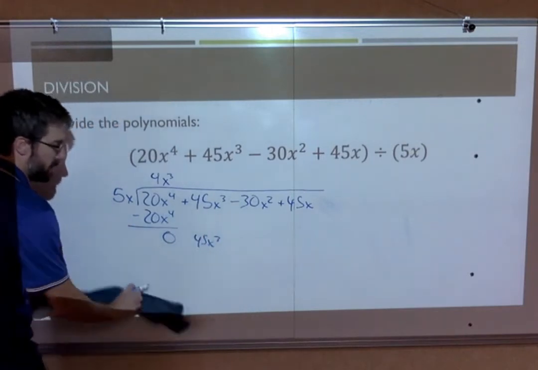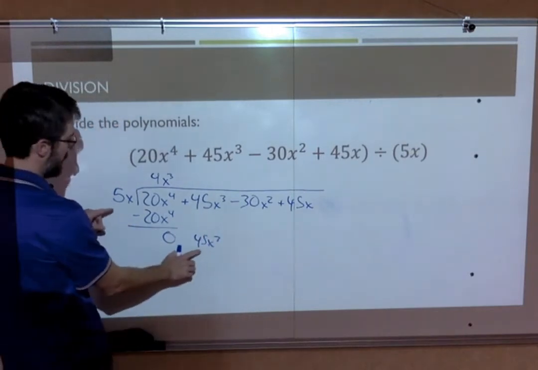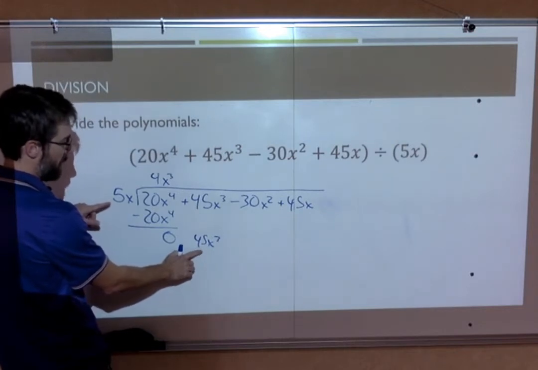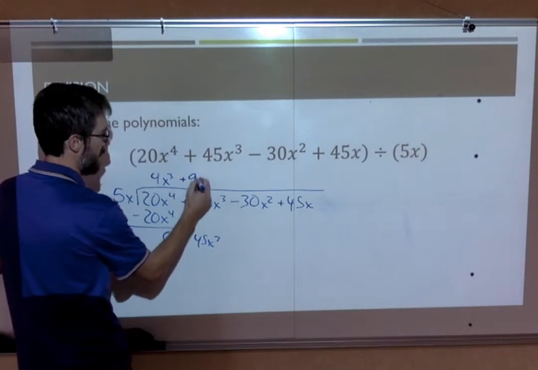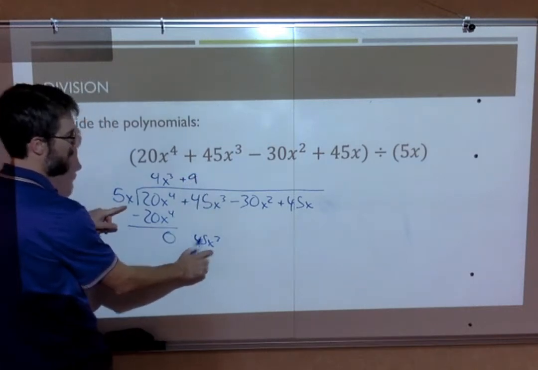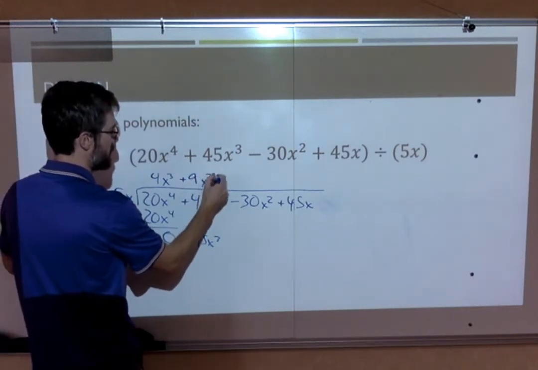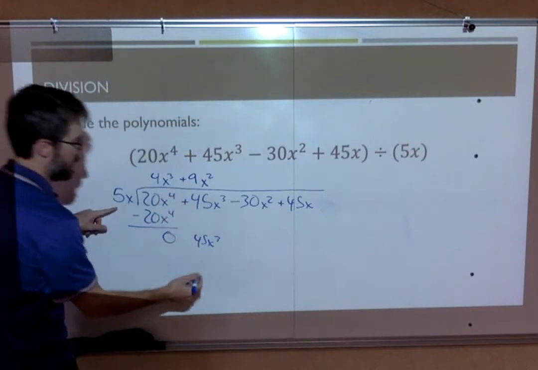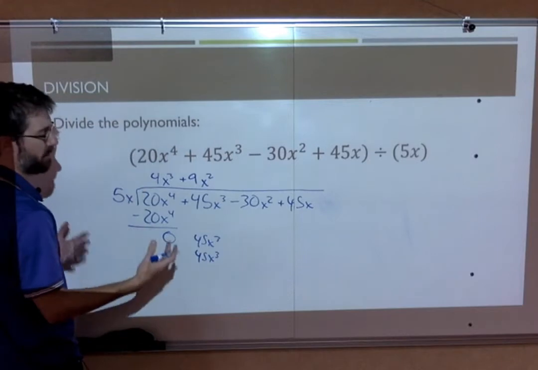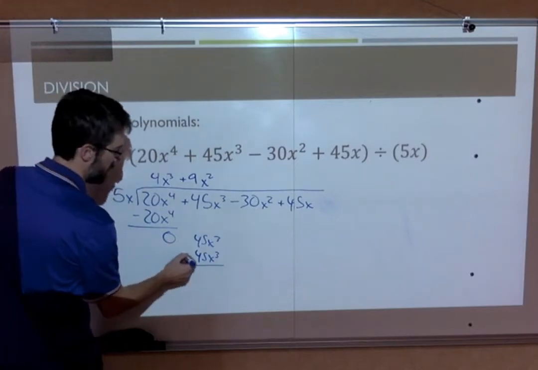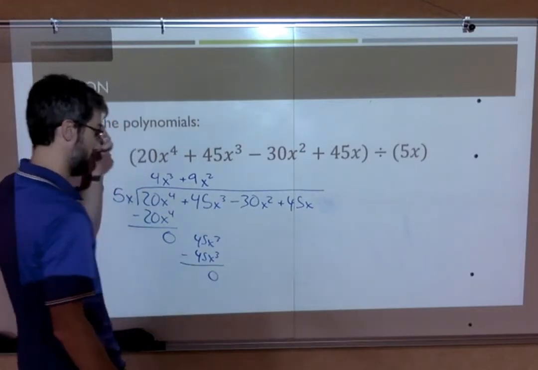I'm going to get rid of that arrow. All right, so 45 divided by 5 is 9, and x cubed divided by x is x squared. Multiplying that again, I get 45x cubed because it divides evenly. When I subtract it, I get a 0.